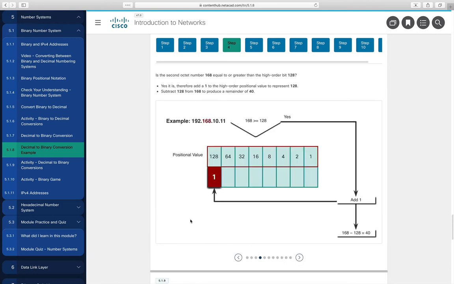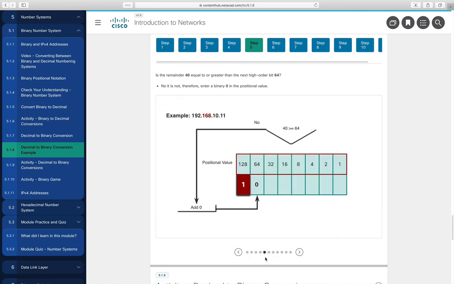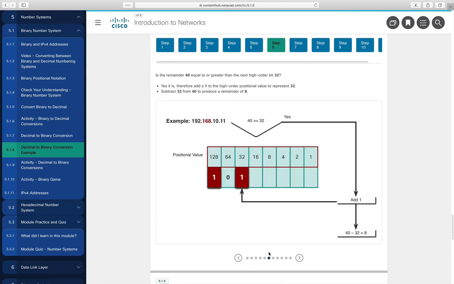If I continue on through the figure, we look at the next octet. The next octet's value, in the decimal dotted notation, is 168. Can I subtract 128 from 168? Yes, I can. So put a 1 in that position. Do the subtraction. I have 40. Can I subtract 64 from 40? No, I cannot. So I put a 0 here. I move on. Can I subtract 32 from 40? The answer is yes. So I put a 1 in the 32 weight position. Do the subtraction, and I get 8.